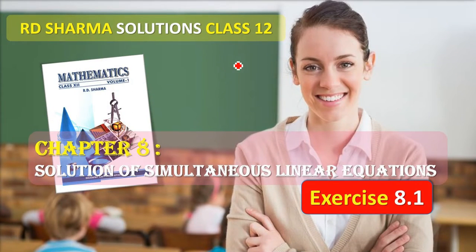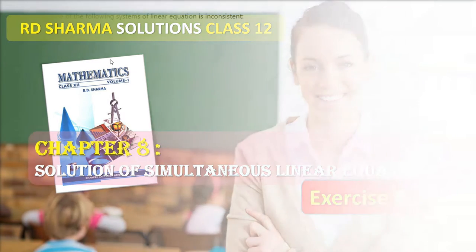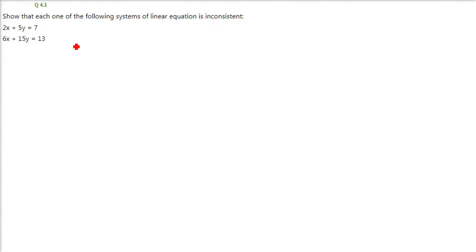This is R.D. Sharma Solution Class 12, Chapter 8, Solution of Simultaneous Linear Equations. Exercise 8.1. Show that each one of the following systems of linear equations is inconsistent.